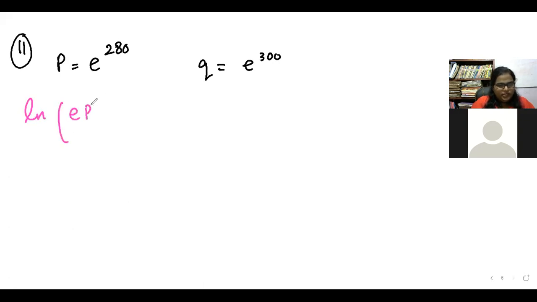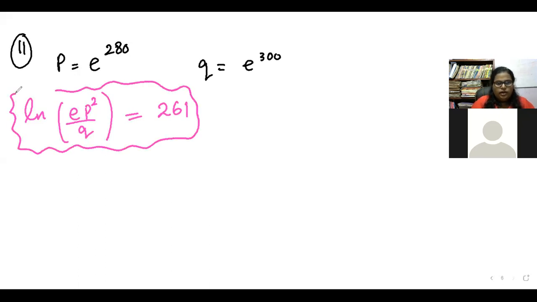Okay, sure. Here, P is e to the power 280 and Q is e to the power 300, right? The log equation is given here: ln(e P square divided by Q) equals 261. This is the equation we have been given, right? So we have to show this.